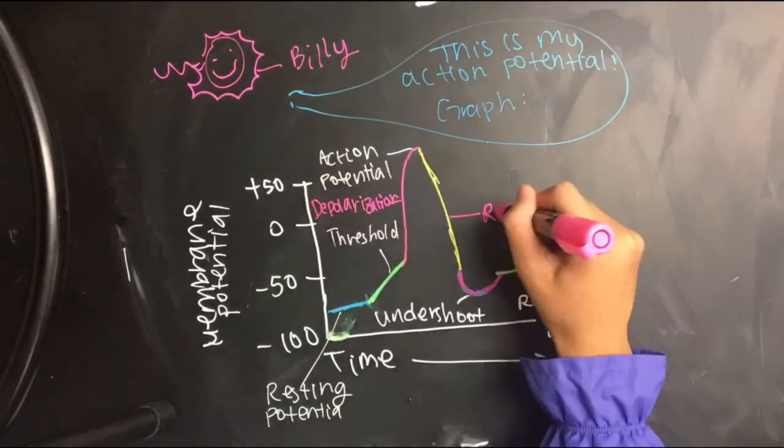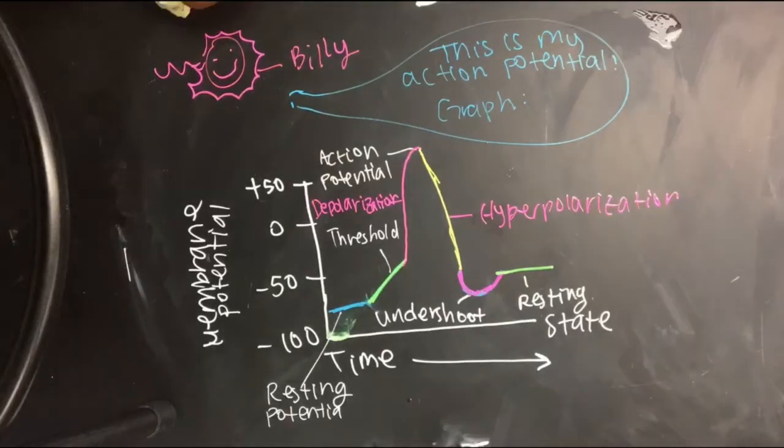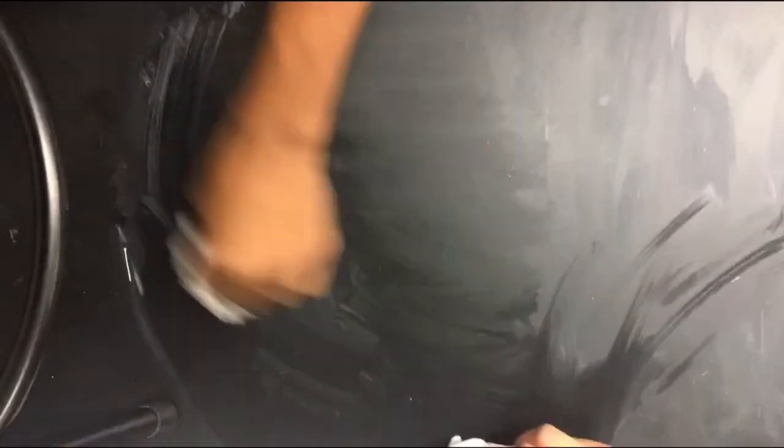The part of the graph that's decreasing represents repolarization. When hyperpolarization occurs, I enter my refractory period, or the undershoot. Then my membrane goes back to resting potential.